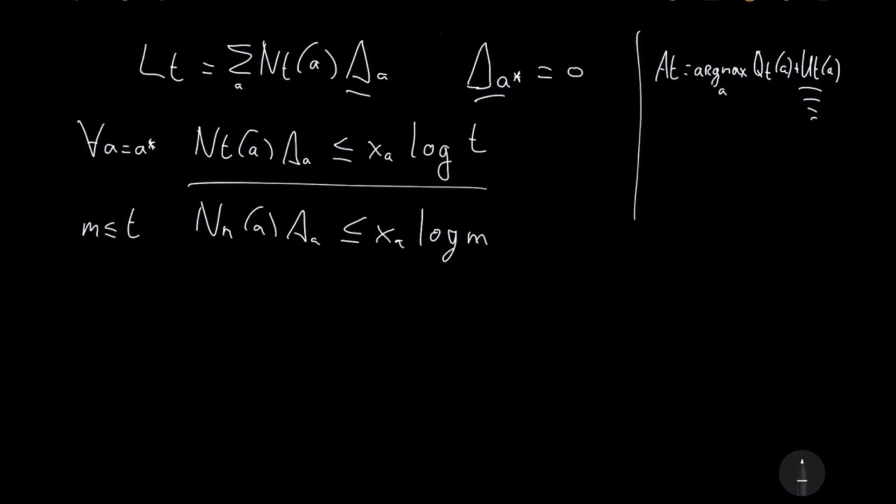If this is true, then clearly it's also smaller than log t, which is the time step that we care about. So in what follows, we only need to consider the time steps after the very last time this was true. So let's say there was some time step m. Let's make it a little bit clearer that this is an m.